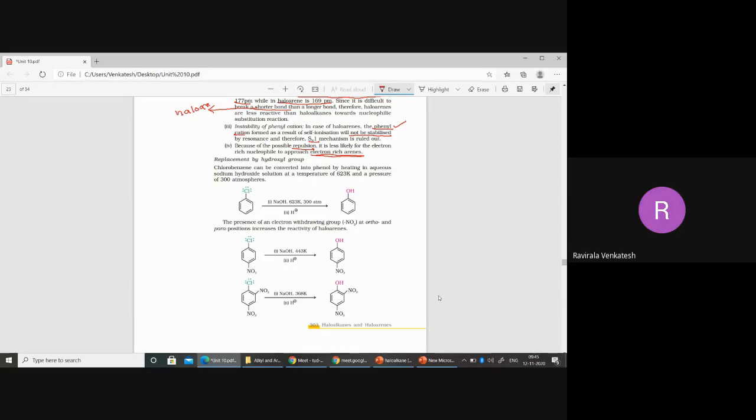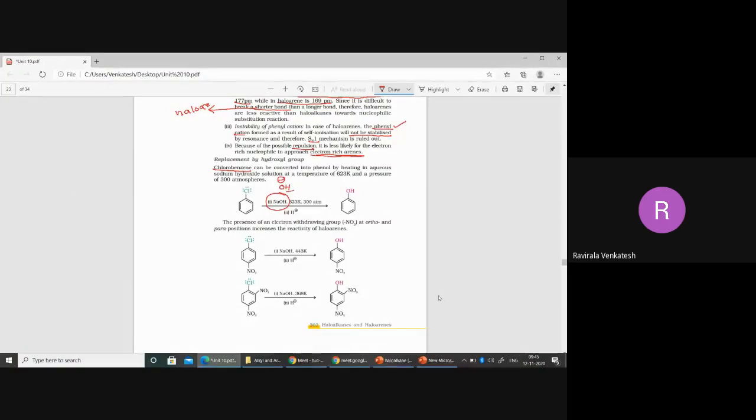Now let me show some examples here. This is chlorobenzene, right? This is the chlorobenzene I have taken here. Now what reaction are you doing? Nucleophilic substitution. Now NaOH. Can anybody say which part is the nucleophile in NaOH? OH minus. Okay, OH minus is a nucleophile. Very good.